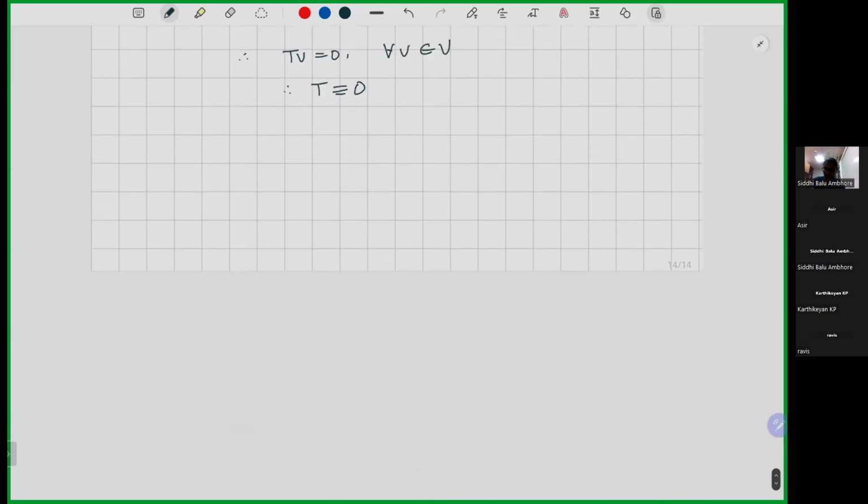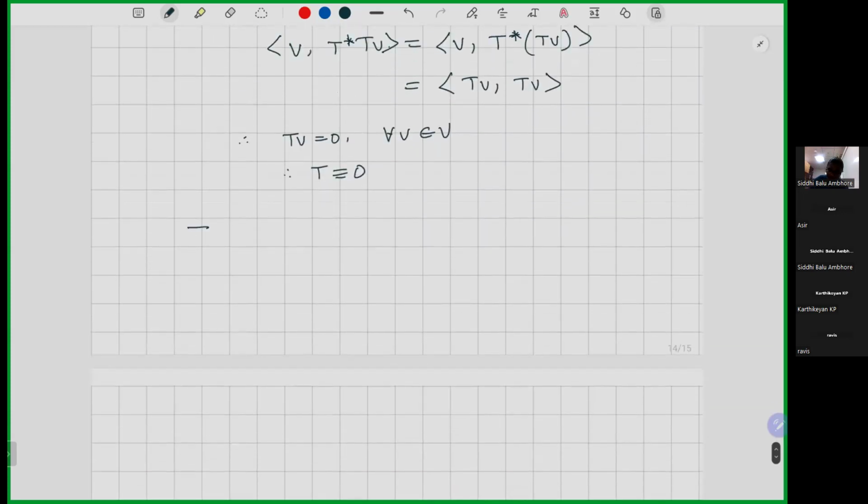So for the other implication, since Tv is equal to 0, then T star Tv is anyway 0 for any given v. So it was not needed. Is it okay? Tv is 0 for all v in V. Apply this for all v in V, and this is it.